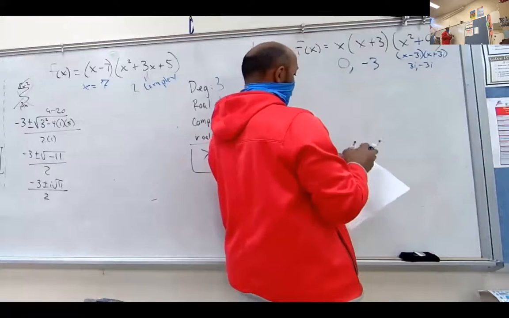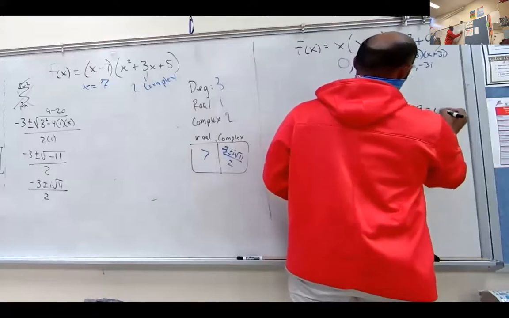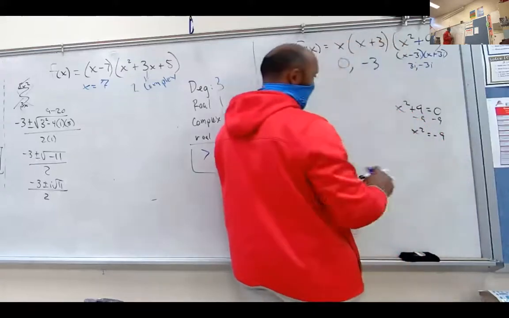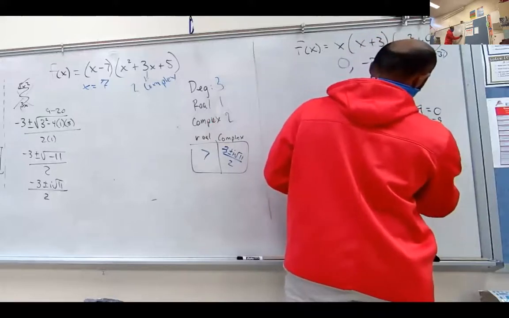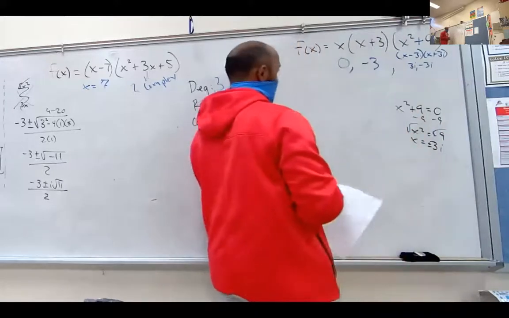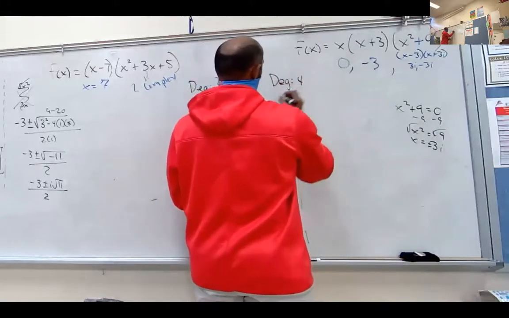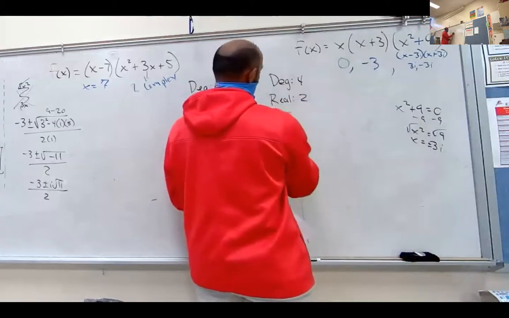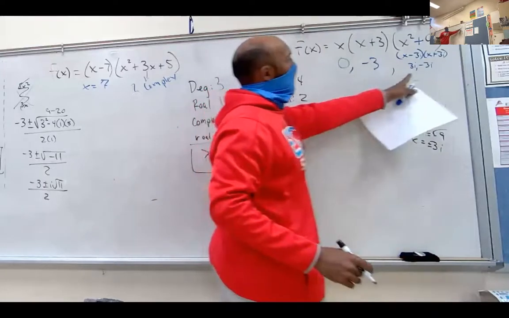The other way to solve that is set it equal to 0. Make it equal to 0, subtract 9, and then what do you do here? Square root both. And then you end up with that same thing. So plus and minus 3i. Okay, so you end up with how many total roots? 4. So the degree is 4. Real roots, how many? 2. Okay, and then complex? 2. So 2 reals, 2 imaginary.